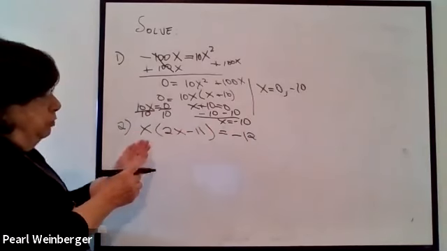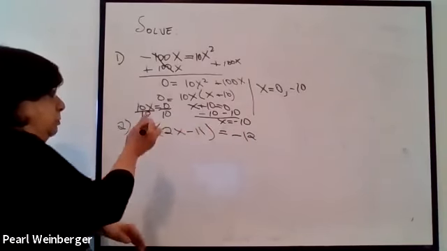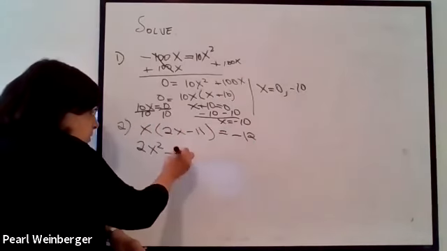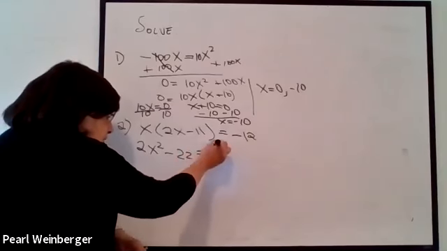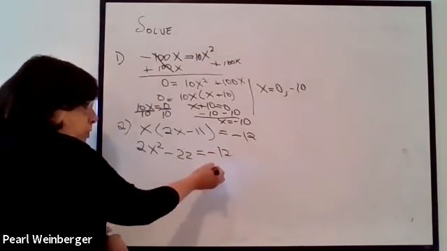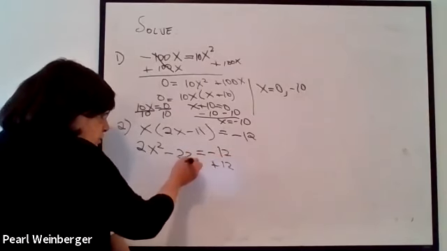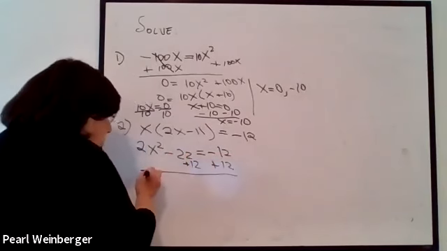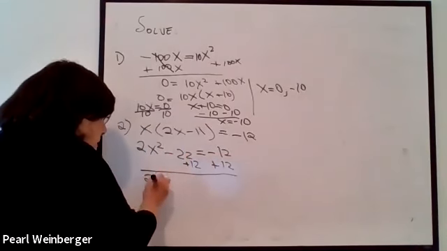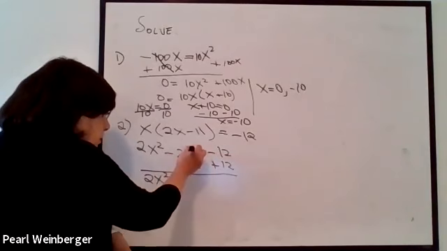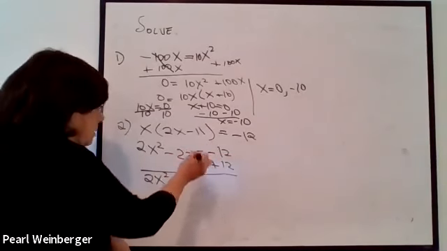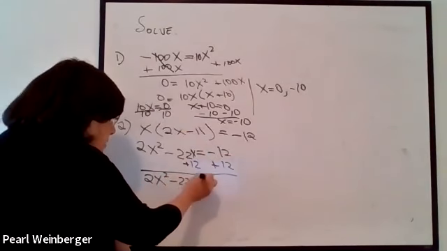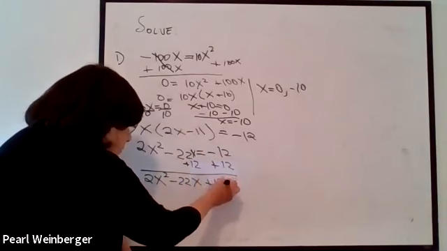I have to remove the parentheses. By using the distributive property, this will give me 2x squared minus 22x equals negative 12. Then I have to bring the 12 over to make it equal to 0. I'm bringing it this way because here my x squared is positive. So this gives me 2x squared minus 22x plus 12 equals 0.